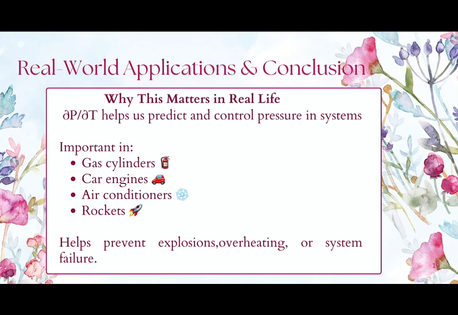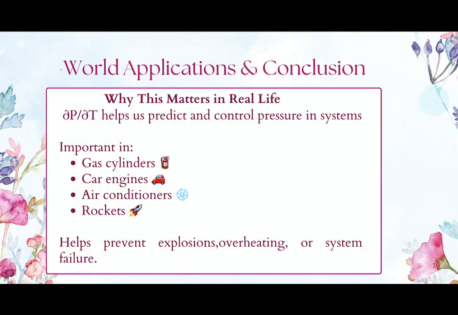So, in the end, this simple formula, partial P over partial T, helps us predict and control pressure in system, gas cylinder, car engine, air conditioner, and also a rocket. It helps engineer control pressure before it becomes a problem, whether it's cooling system or space travel. Partial derivatives are behind the scene, keeping these things safe. Partial P over partial T is more than a formula. It's a powerful tool for engineer helping us understand how gas reacts under heat. This knowledge turns math into action and safety into science.